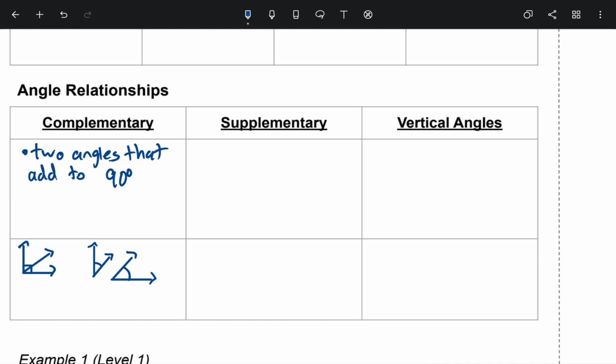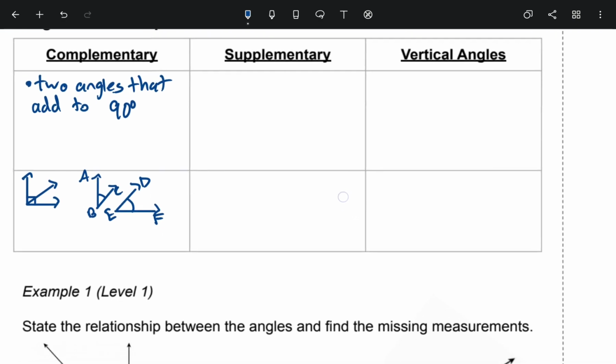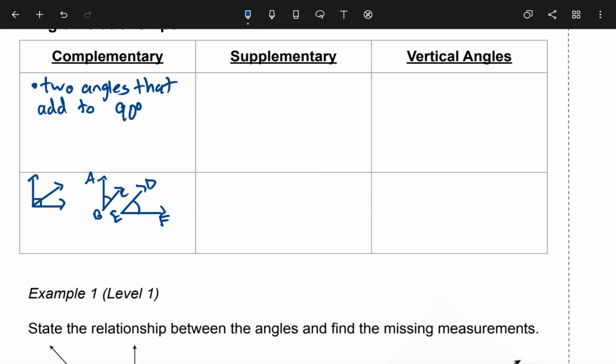Okay. And just some notation, let's say this is angle ABC. This is DEF. We can write this like the measure of angle ABC plus the measure of angle DEF equals 90 degrees. Okay. That means measure of.